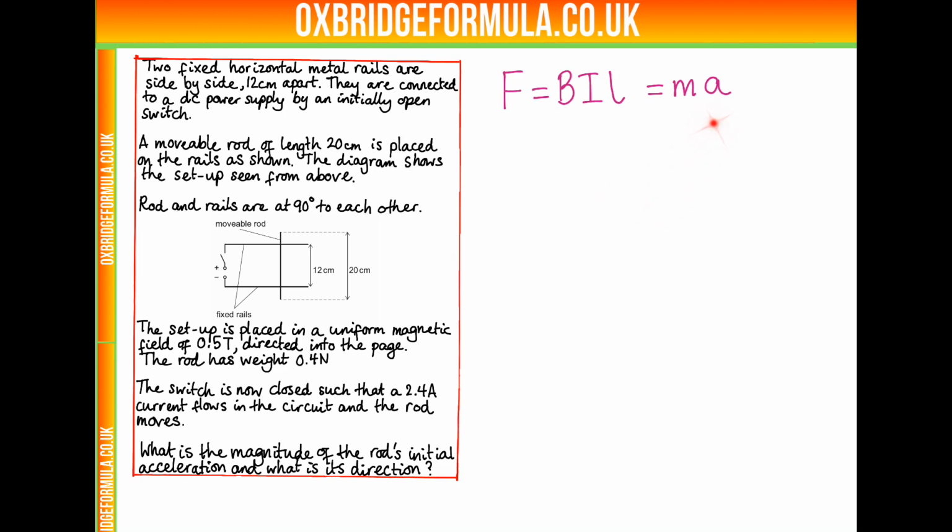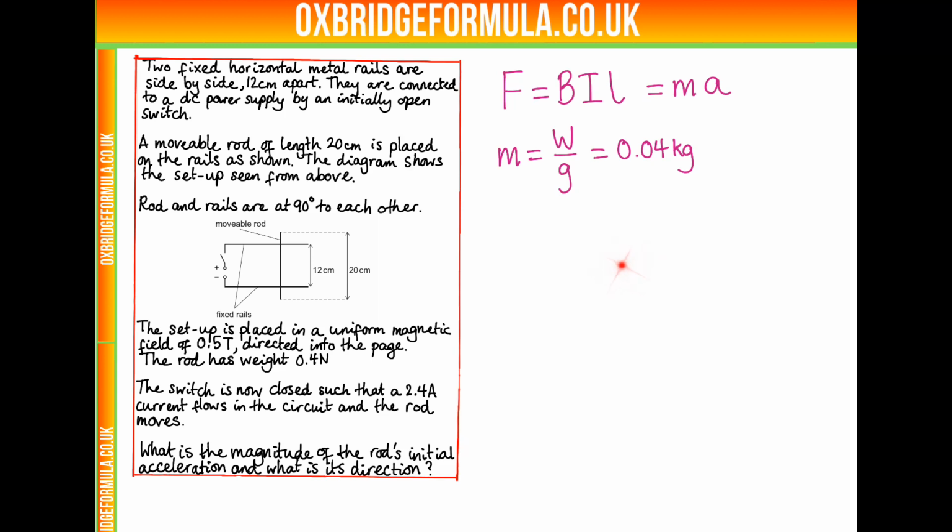In order to get this, we know B, we know I. We'll think about L later. And we do know m. So the mass is simply related to the weight divided by g. So mass is weight divided by g, so 0.04 kilograms. So that's why they provided that bit of information in order to get the mass.